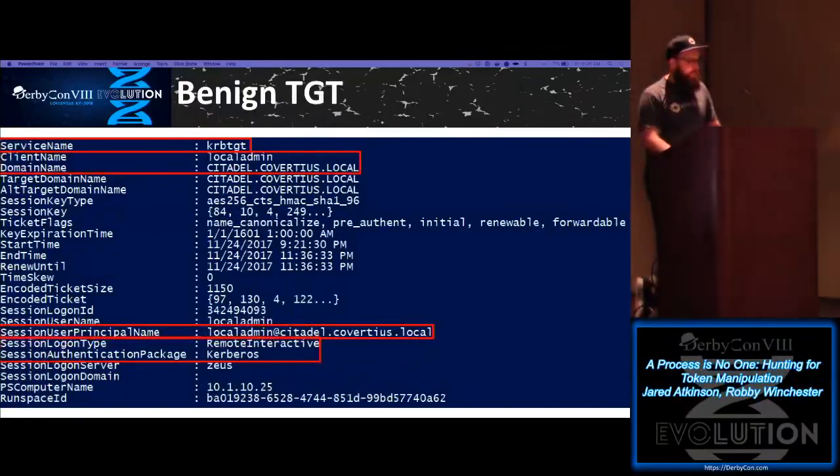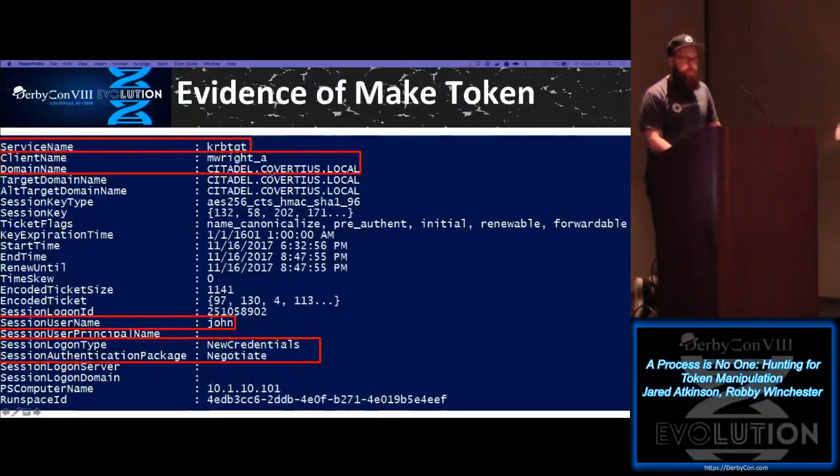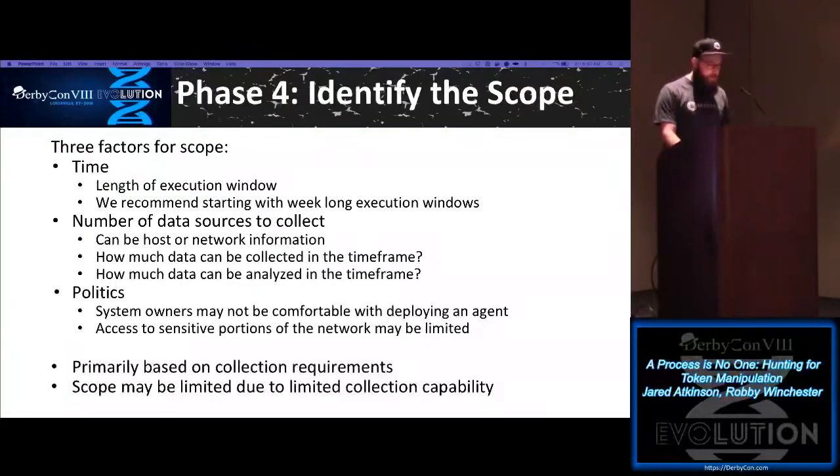And then here's a benign ticket granting ticket. So again, we have a logon for local admin at Citadel, and we have a ticket for local admin at Citadel, which is kind of what you would expect. And then here's a situation where we have a negotiate logon session for a user John, local user, who's requesting MikeWright_A at Citadel, the ticket. And so generally you want to probably request a ticket for the user that the logon session belongs to. And if that's not the case, that might be something that indicates something strange is going on.